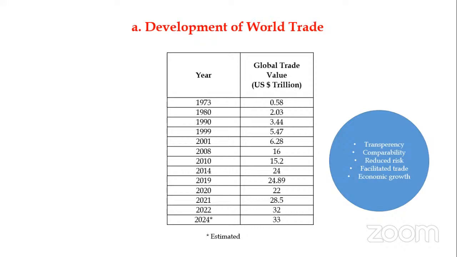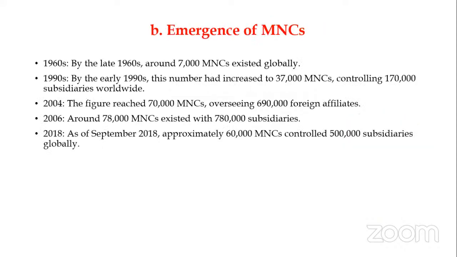So even before 1973, world trade was there to a certain extent, but this statistics clearly indicates that year on year it was growing tremendously. Hence there was a voice: we want uniform, or you can say standardized, accounting reporting practices across the globe. So this is one of the reasons why we need global reporting standards.